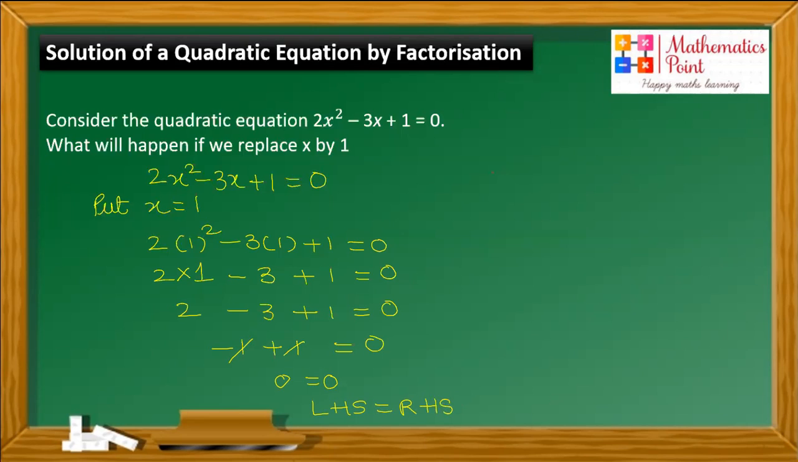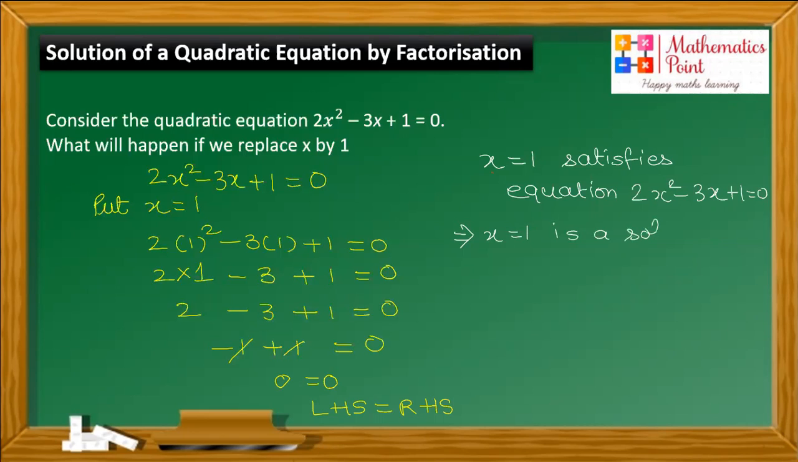So what we can say? We can say that x equal to 1 satisfies the equation 2x square minus 3x plus 1 is equal to 0. It means we can say that x equal to 1 is a solution of the equation 2x square minus 3x plus 1 is equal to 0.